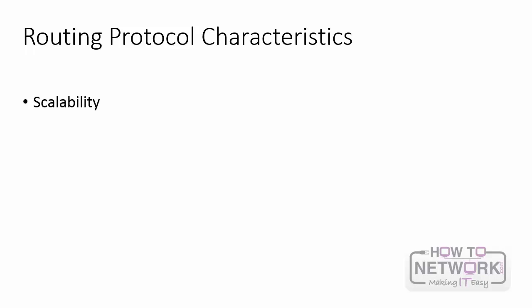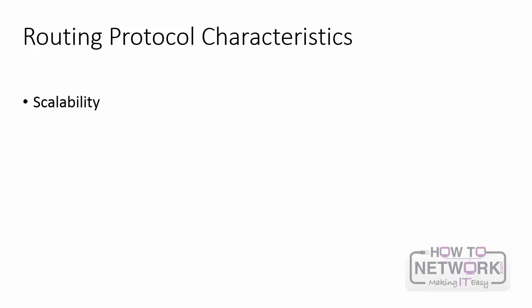First is scalability. How large is your network now? How large will it become? This is important because all versions of RIP have a maximum hop count of 15 routers. OSPF and EIGRP scale much better, and BGP is the primary routing protocol used on the internet, so obviously it scales very well, and many companies in fact use BGP internally for that reason.